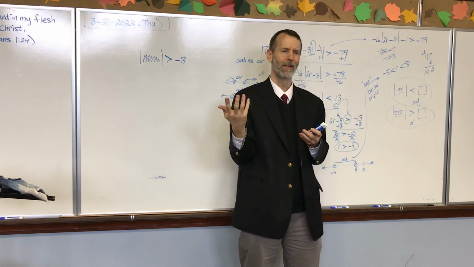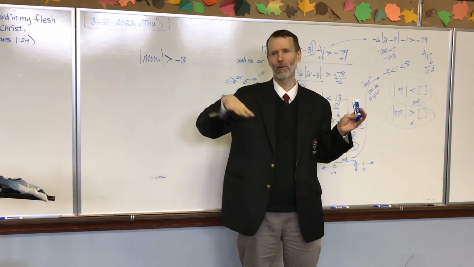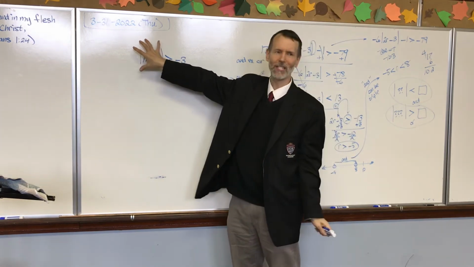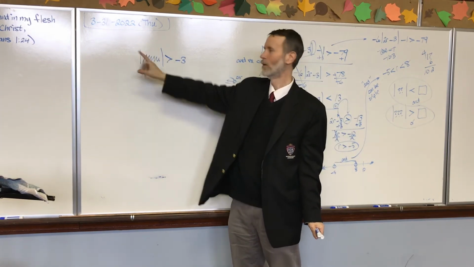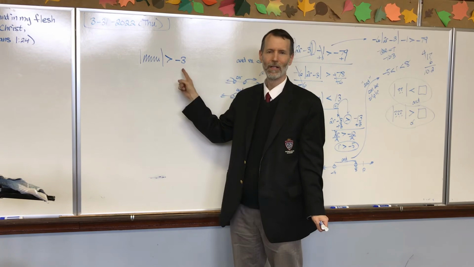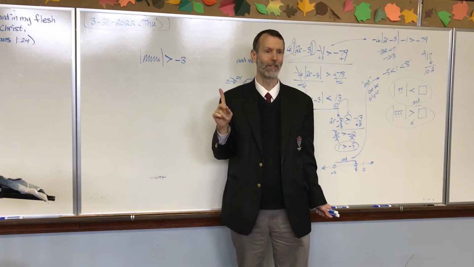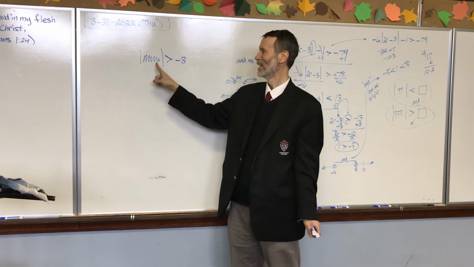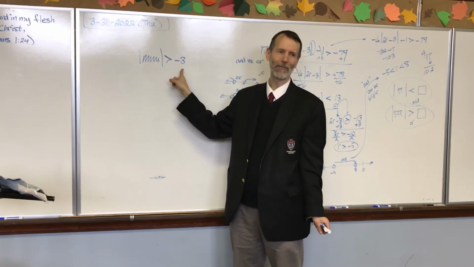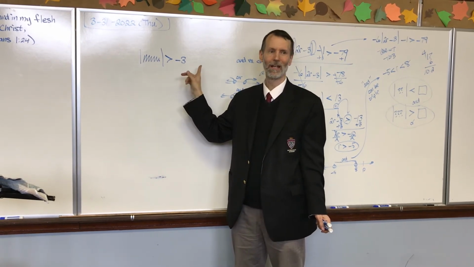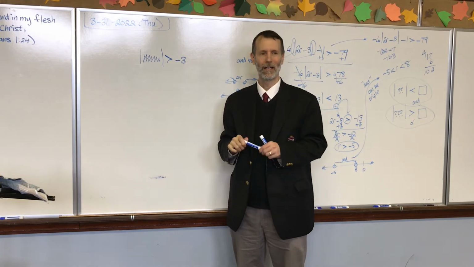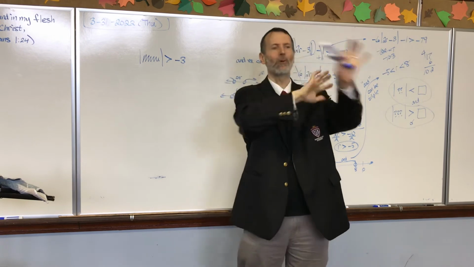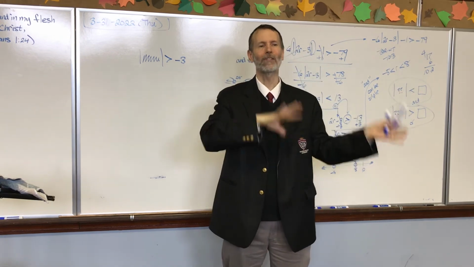All real numbers, or positives, or what's the lowest it goes? 0. If this stuff has to be 0 or above, is this true or false? It's true. Don't just guess. It's true because it could be 0, but is it bigger than negative 3? Yes. It's gotta be absolute. Yes, it is true. How often? Always. So that's all real numbers. Always is all real numbers.